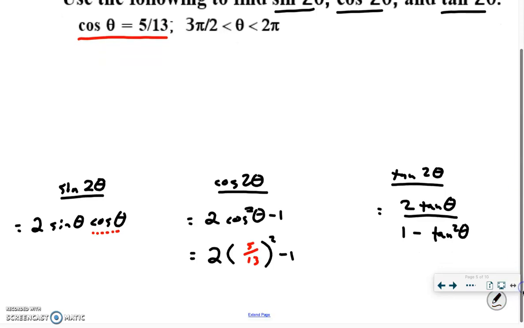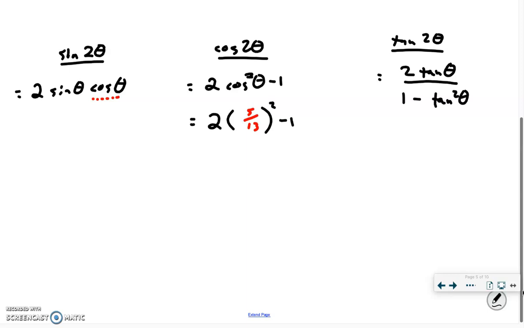So let's go ahead and knock that one out first and foremost. So if we were to clean this up, we have 2 times. Now when we square a fraction, we have to square the numerator and denominator. So 5 squared is 25, 13 squared is 169. This is all minus 1. So remember that 2, that coefficient, that's over 1. As I multiply fractions, 2 times 25, that's going to give me 50, over 1 times 169 is 169.